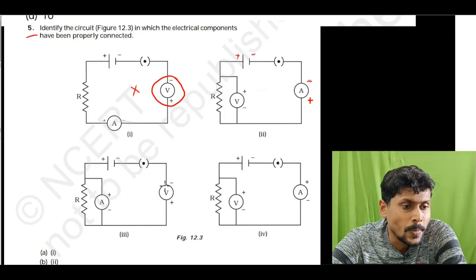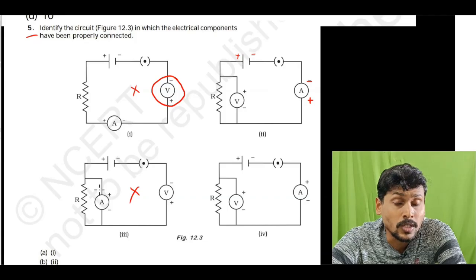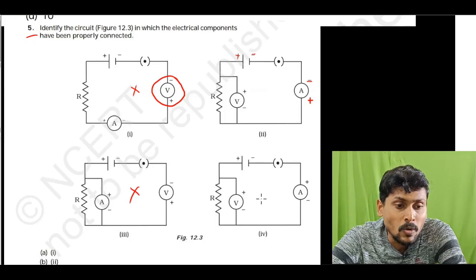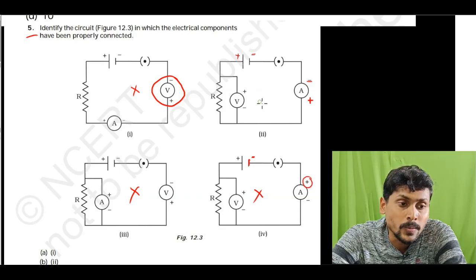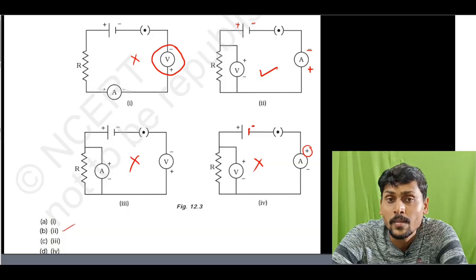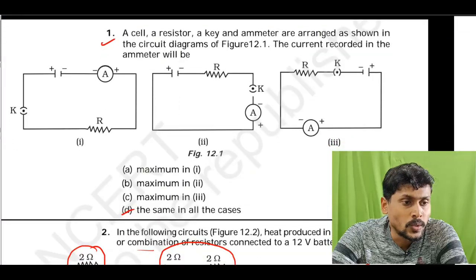Let us take the other two. This one is wrong because the ammeter is joined in parallel. That is not possible, because the ammeter is always joined in series. Now look at this one. This is also wrong because here you have the negative polarity of the battery, but on this side in the ammeter it is a positive sign. So this is wrong. So the second diagram will be the correct one, which is option B. All other three are wrong. Now let's go to the next question.